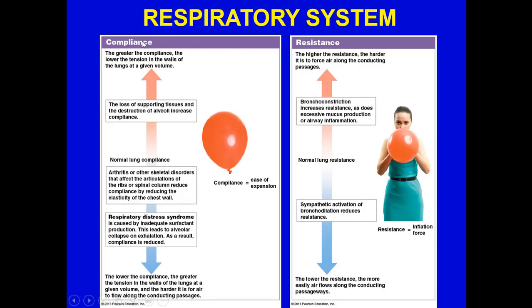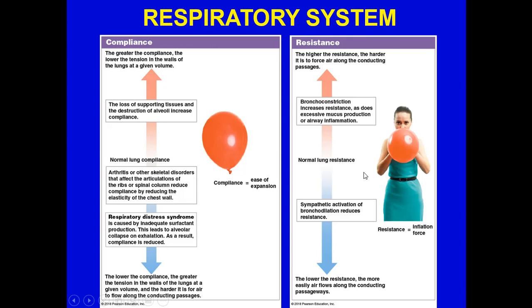And so here we have the compliance here. If we have normal lung compliance, no real problems. You will have situations where you have arthritis or other skeletal disorders that affect articulations of the ribs and spinal column, which will reduce the compliance by reducing the elasticity of the chest wall. That's where you can sometimes have respiratory distress syndrome. If you have loss of supporting tissues and destruction of the alveoli, they're going to increase compliance. The greater the compliance, the lower the tension of the walls of the lungs at a given volume.